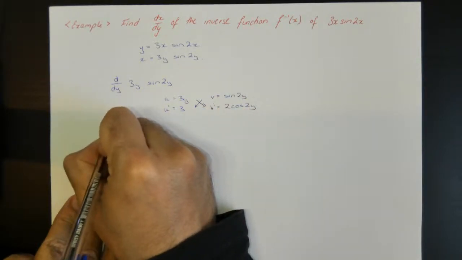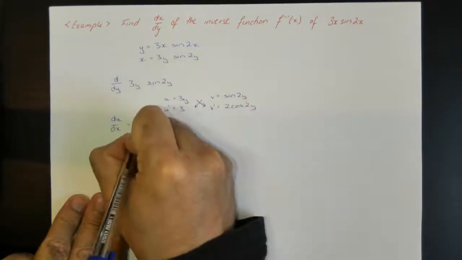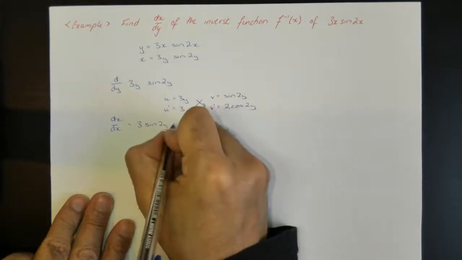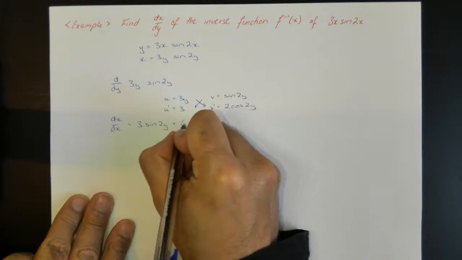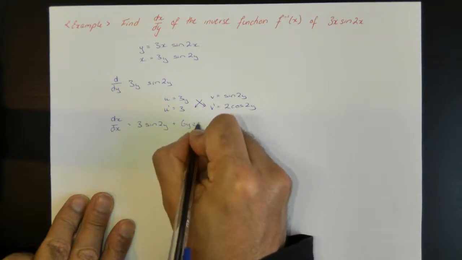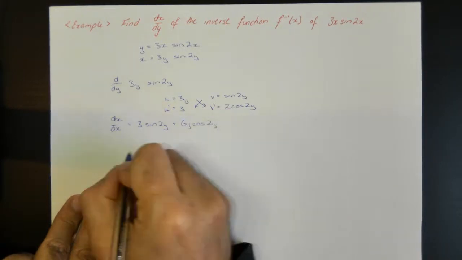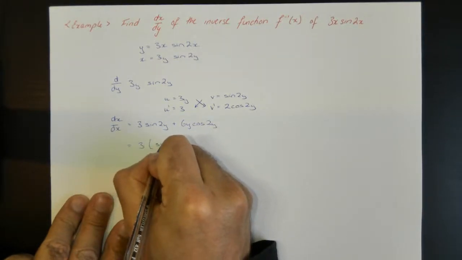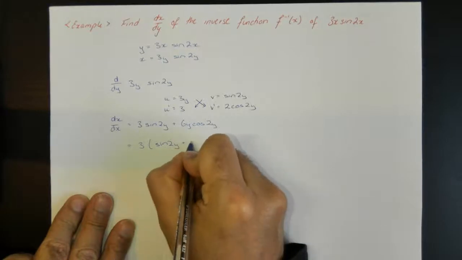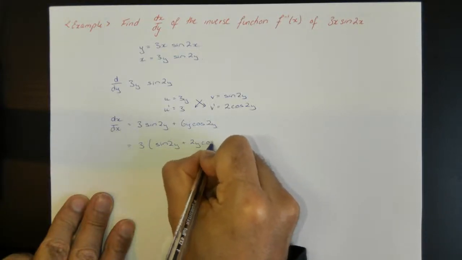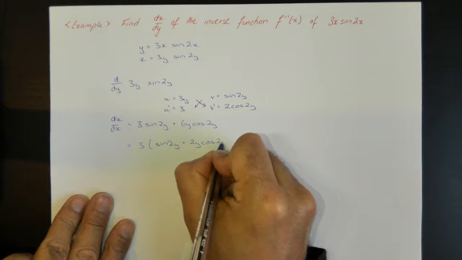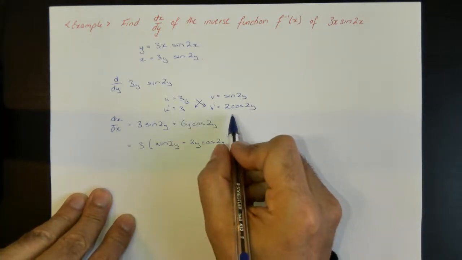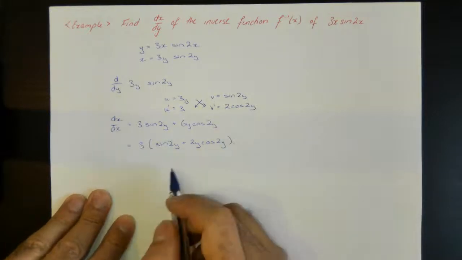dx over dy equals 3 lots of sine 2y plus 6y cos 2y, which you can factor out a 3. Yep. And there's your answer.